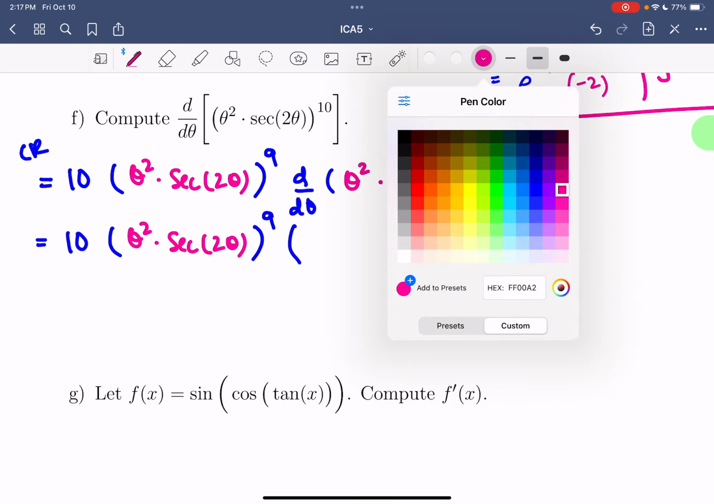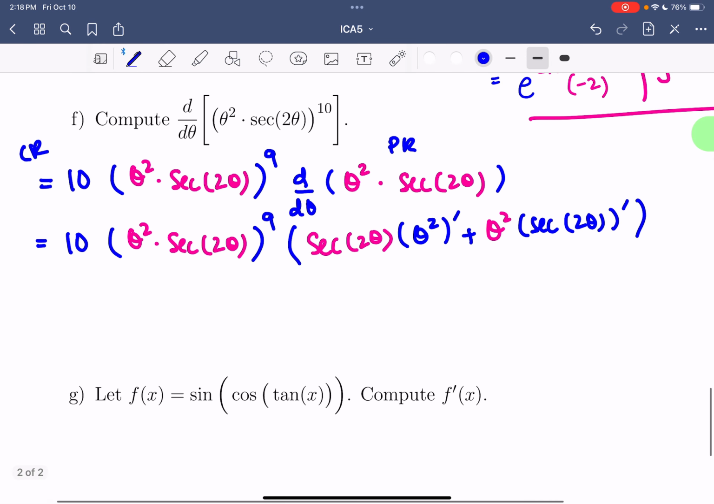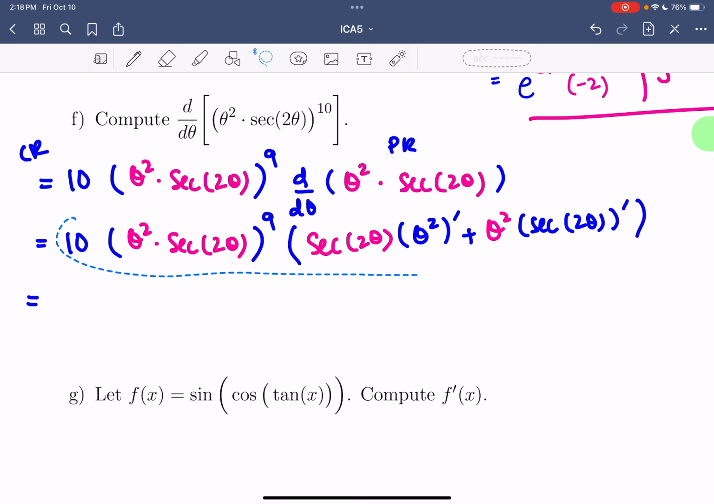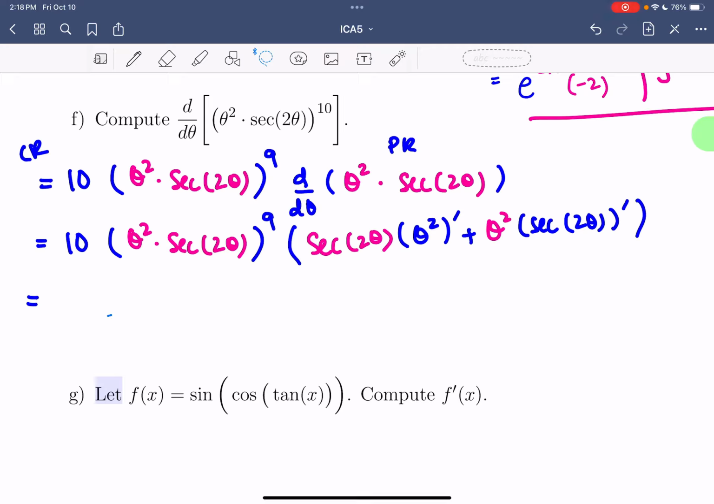So secant of 2 theta times the derivative of the first one, which we know how to do, right? We know how to take the derivative of theta squared, and then plus. Now you leave the first one alone. So back to pink, theta squared, and then you need the derivative of secant of 2 theta. Okay? So what does that mean? It means that my next step would be everything stays the same. Copy, paste.